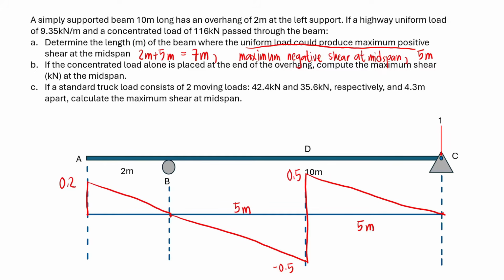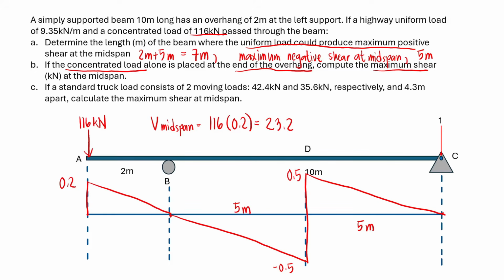Now again, since the influence line defines the shear at a point at any placement of the unit load, we'll place the concentrated load at the end of the overhang. This is 116 kN, so we'll place 116 right here since it's at the end of the overhang. To compute the maximum shear at the midspan, we'll just multiply this load by the ordinate. So V at midspan is 116 multiplied by 0.2, which gives us 23.2 kN.